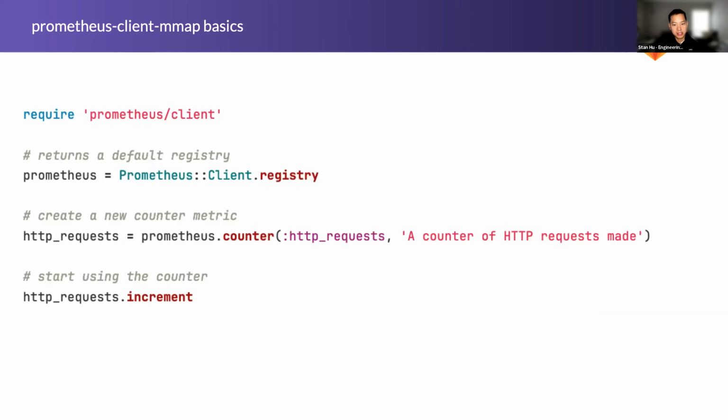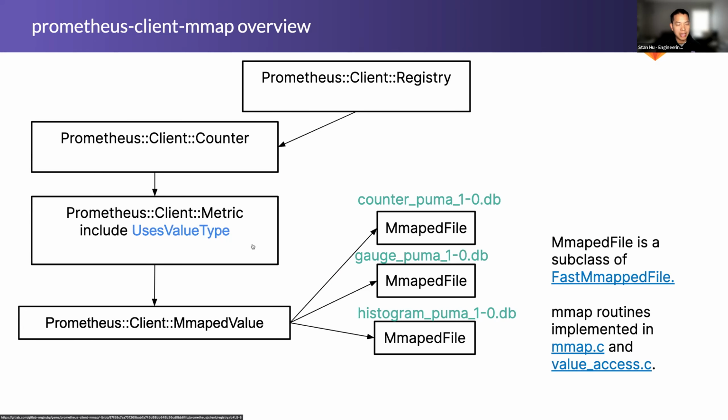The Ruby code looks a lot more straightforward here. There's a registry that holds all the types of Prometheus metrics that you first get. And then once you have the registry, you say, okay, let's say I want a counter of all the HTTP requests. I just say, I want a counter. HTTP request is the name of the metric, and then this is the description. And then if you want to start incrementing, you just call increment. Very straightforward, right?